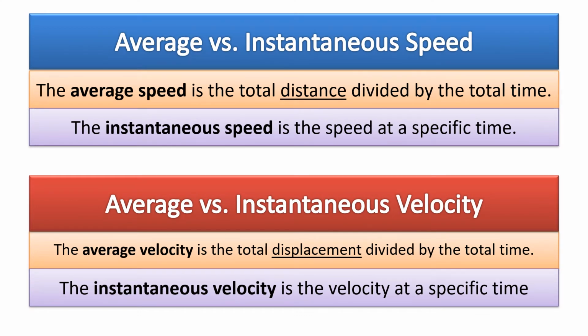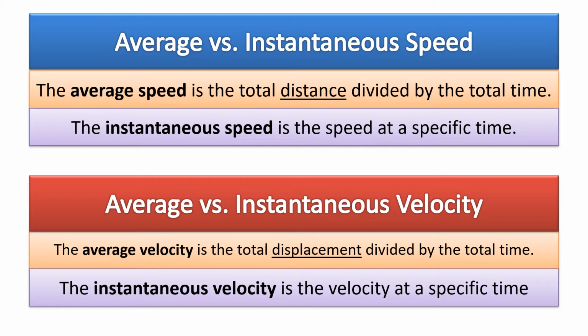So let's focus on the average speed first. Average speed is the total distance divided by the total time. This is the equation that you should remember for average speed. The instantaneous speed is the speed at a specific time. You could say at 4 seconds, how fast were you going? And visualize looking at a speedometer and saying, oh, I was going 20 meters per second precisely at 4 seconds. That might be different than your average speed for the whole trip.